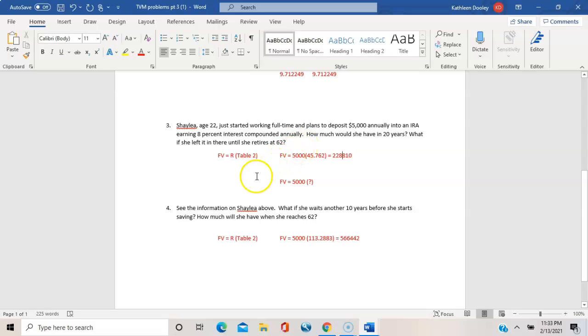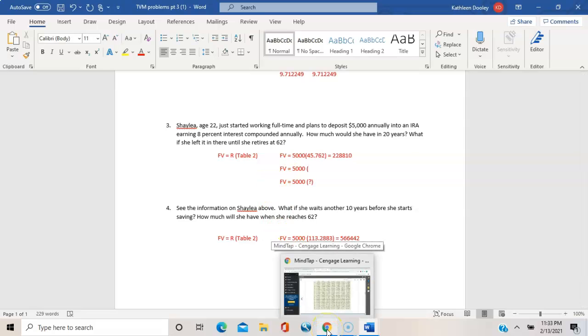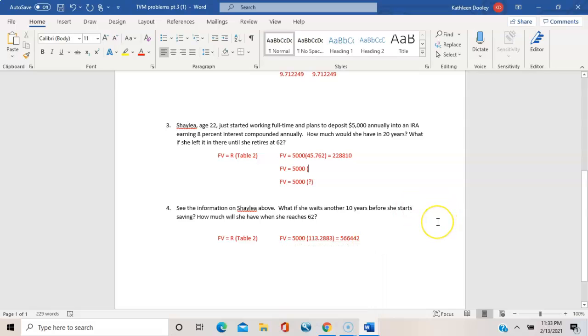Okay, what if she started at 22 and finished at 52, which would be the 30 years? Let's do that one. Okay, so we'd have FV equals 5,000, and we would look up the 30 years, which we already know is 113.2883.